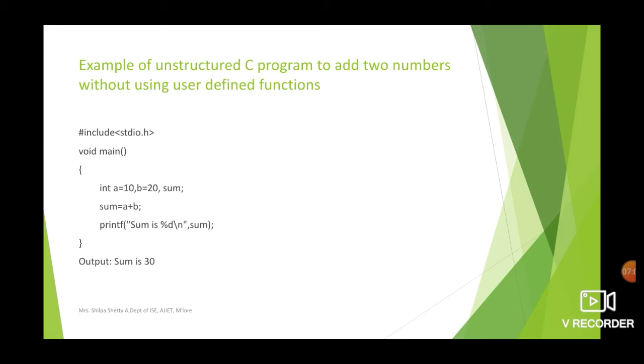So void main indicates the beginning of the execution of the program. int a = 10, b = 20, sum. So in this program we have two integers a and b. We are going to find their sum and store it in the variable sum. So altogether we need three variables, and a has been initialized to 10, b has been initialized to 20.